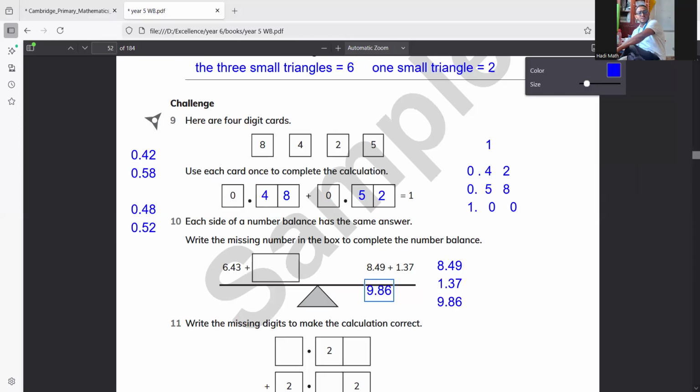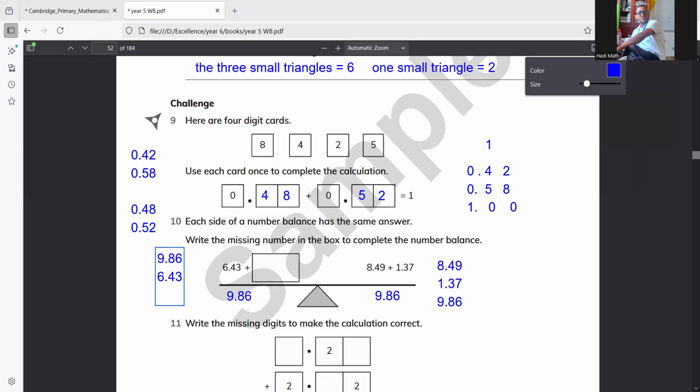9.86. This is for those two numbers. When those two numbers give you 9.86, you need to understand that they must balance. This is 6.43. How many does 6.43 need to be 9.86? To find this missing number, subtract 6.43 from 9.86.